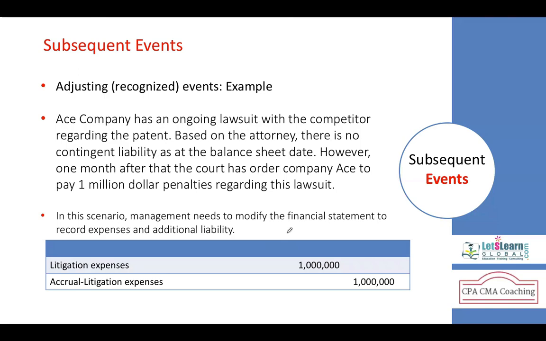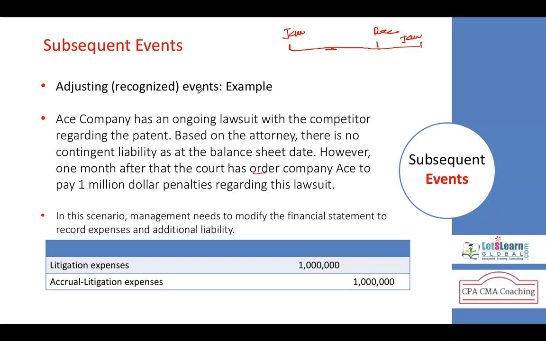Let's take a small example. Ace company has an ongoing lawsuit with a competitor regarding a patent violation. Based on the attorney, there's no contingent liability as of the balance sheet date, so we did not record any contingent liability in the last year. Now one month after, the court has ordered the company to pay $1 million. So this verdict has come after the closing of the balance sheet date, but the incident took place in the last year, January to December. But in the month of January, we came to know that this is to be paid.